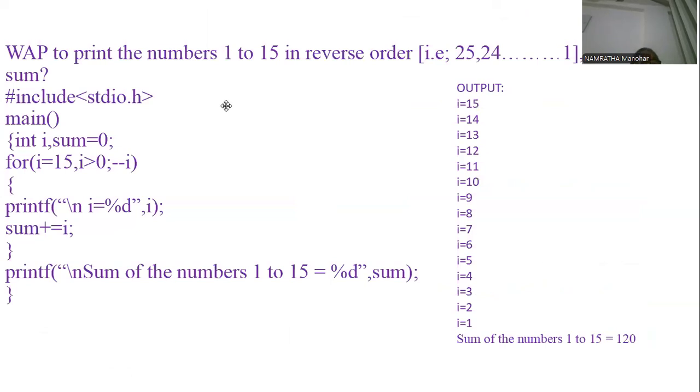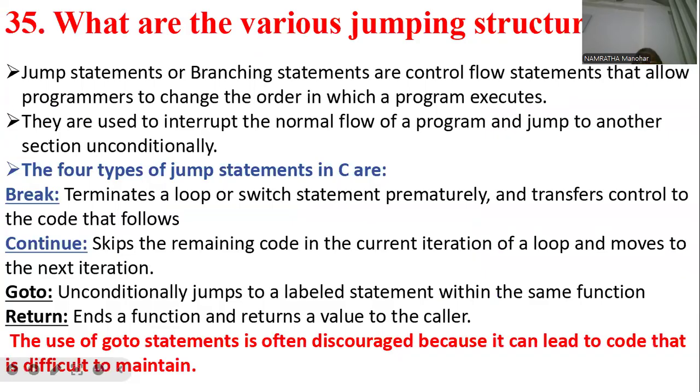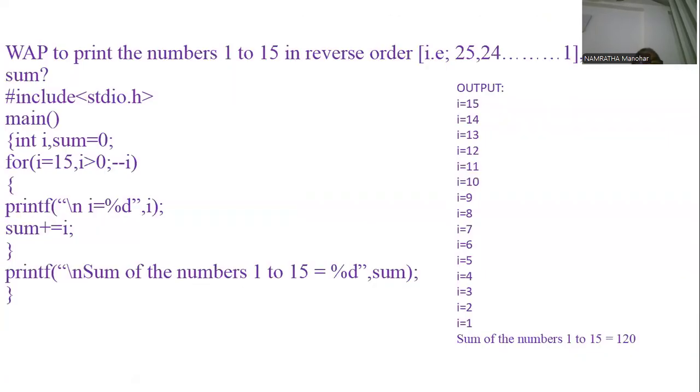Now, this is another program we are writing. Write a program to print the numbers 1 to 15 in the reverse order, right? So that is 15, 14, 13, like that I need to print. Find out the sum. So here, hash include stdio.h. In the previous program, we had printed the numbers 1 to 10 and 1 to 5. But here they are asking for the reverse.